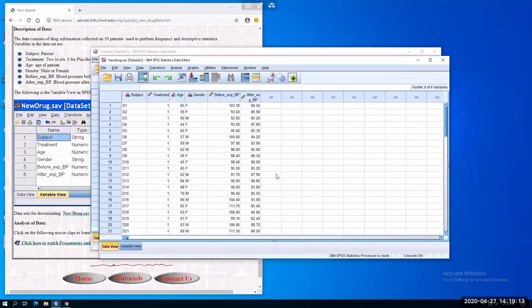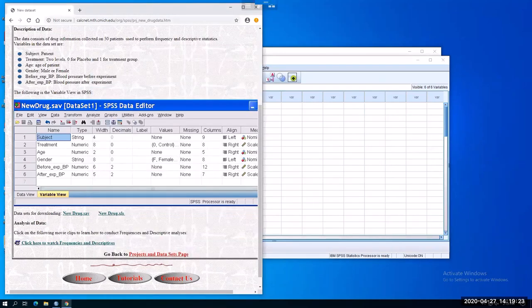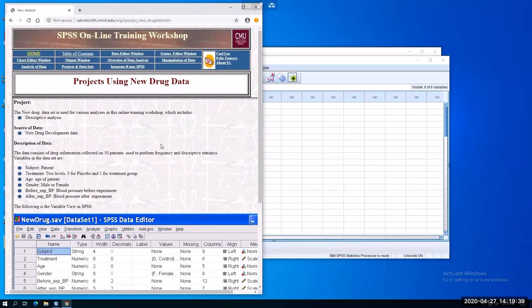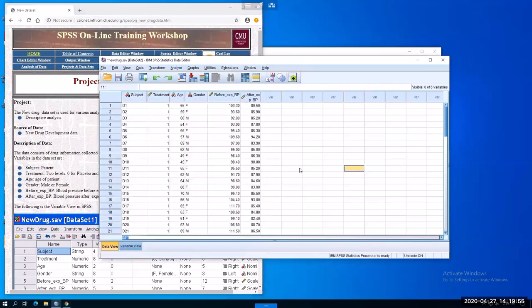I got that link. I went there. Can you show me where your project and data sets are? I sent you the link in chat. Yeah, I got that, I opened that website. Okay, then scroll to new. Can you scroll up that page? Yeah. Project using a new drug, SPSS. New drug data, that's the name. Okay, yeah, I got it. Okay, this is our data.